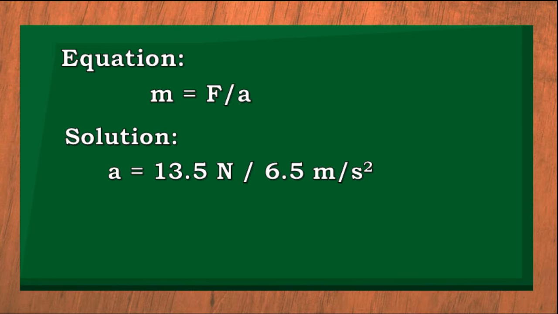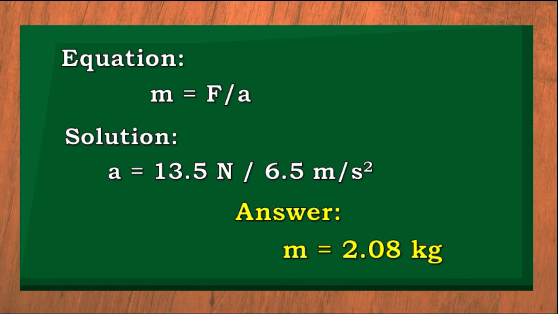To solve for mass, substitute the value of force and acceleration. Mass is equal to 13.5 newtons divided by 6.5 meters per second squared. The answer is mass is equal to 2.08 kilograms.